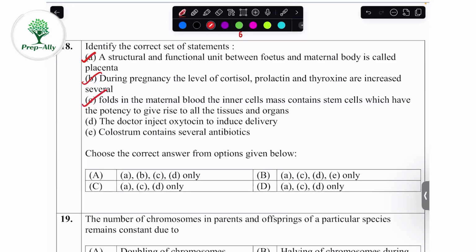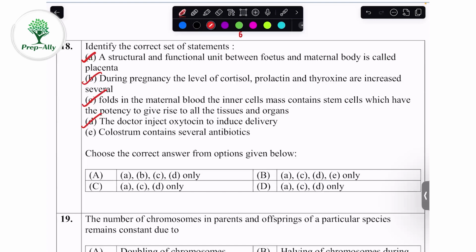D. The doctor injects oxytocin to induce delivery. Actually, oxytocin is naturally produced in a female's body during labor, during delivery, and it helps in the contraction of the uterus. But anyway, doctors can use oxytocin synthetically. We can inject oxytocin into a mother's body.